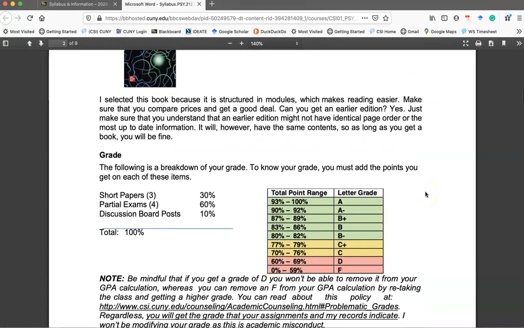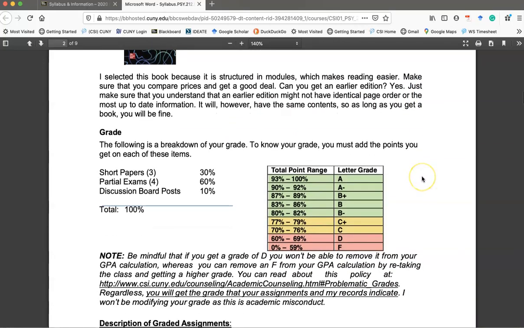All right. So this is how our grade is going to be achieved. This is a breakdown of it. I do it on a 100% basis because that makes my life easier and hopefully yours too. So we're going to have 3 short papers that I will describe to you. Each one of them 10%, adds up to a 30%.